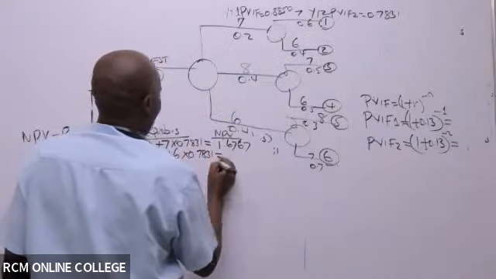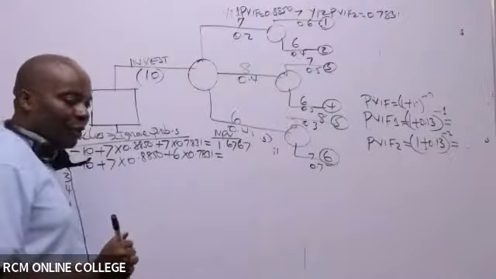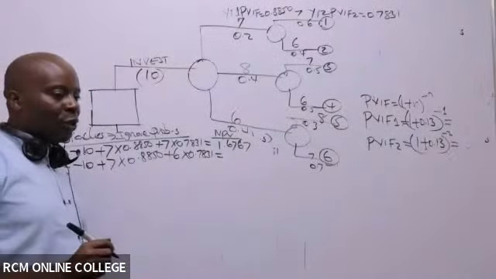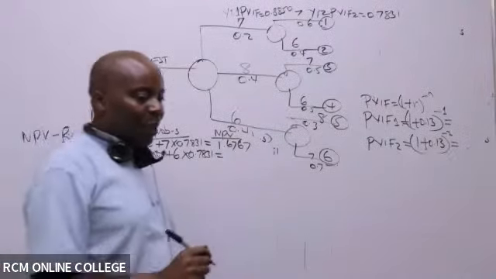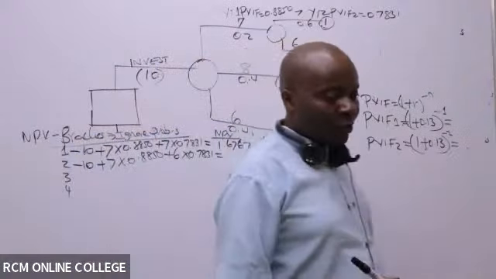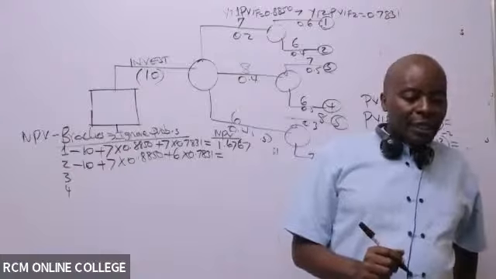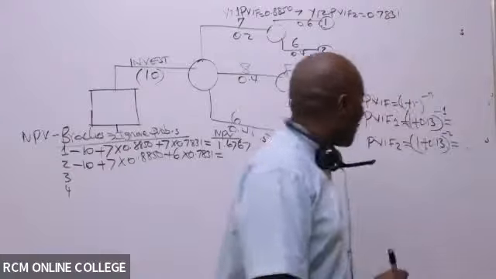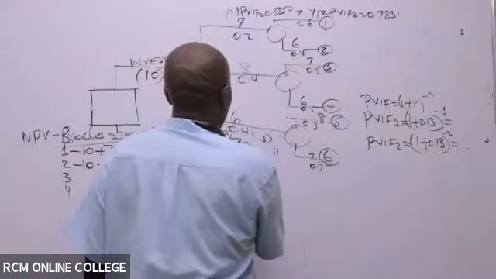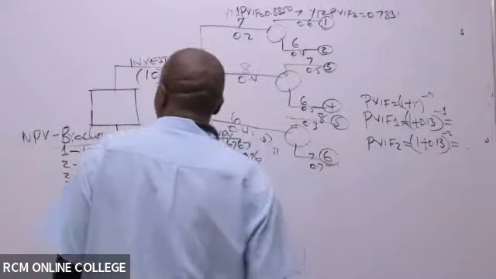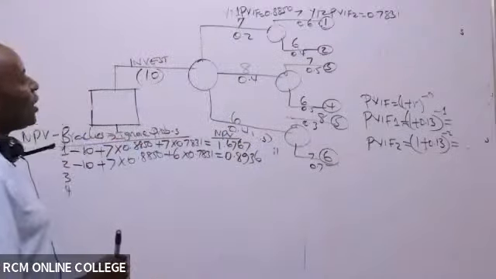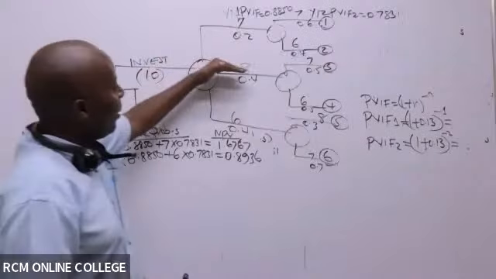0.7831. Is there anybody who is able to give me this figure for branch number 2? The figure is giving me 0.8936. And then we have branch number 3. So branch number 3 is here.